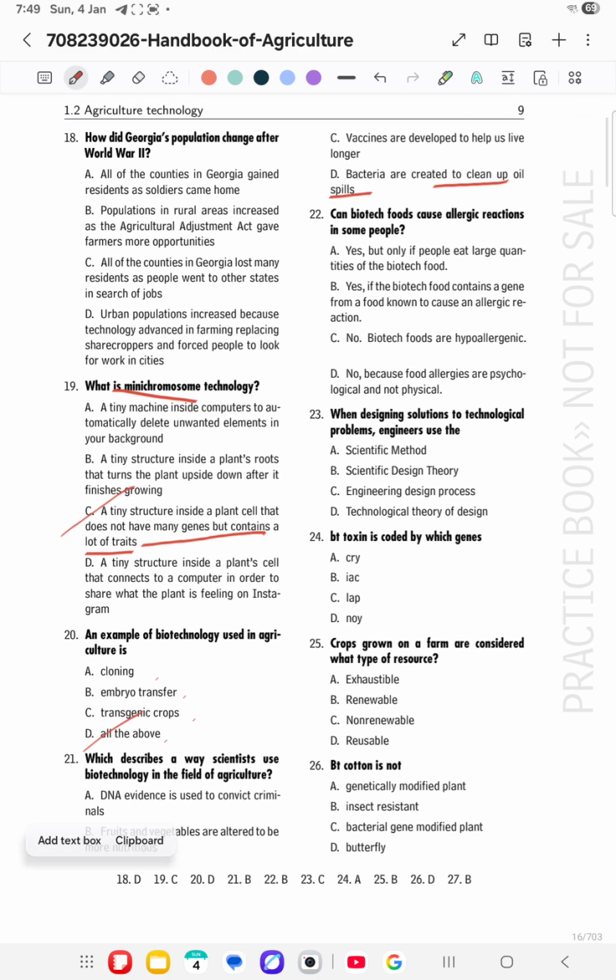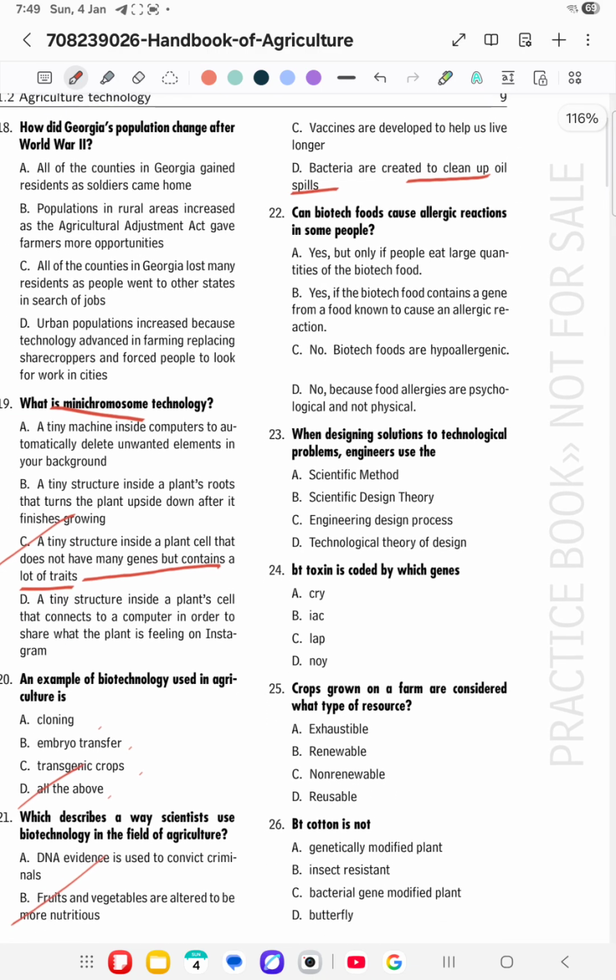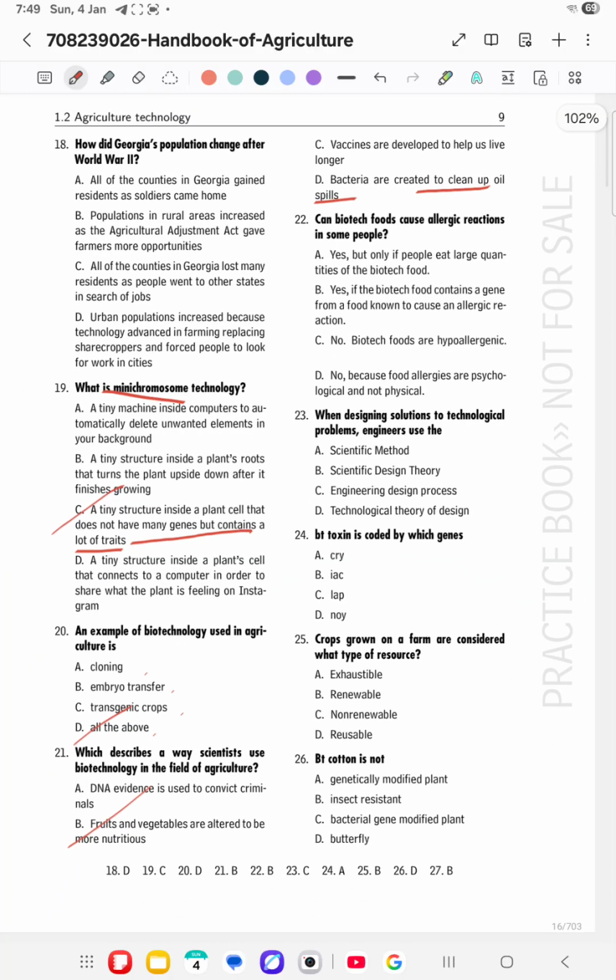This can be the answer, or C also can be the answer. So B I'll say is most important. Can biotech food cause allergic reaction in some people? Yes, but only if people eat large quantities of biotech food. Yes, if biotech food contains a gene from a food that causes an allergic reaction. B. Yes.